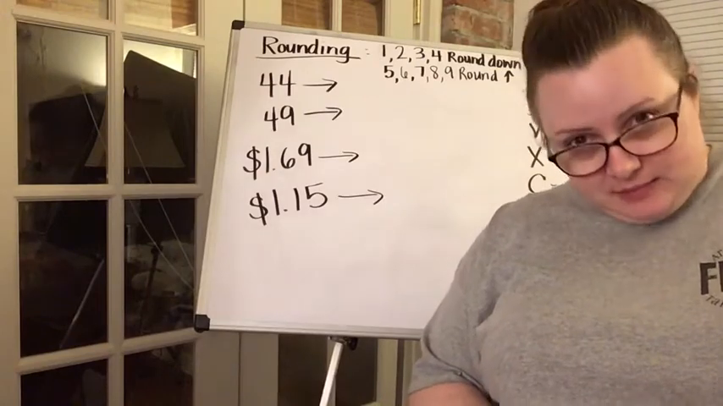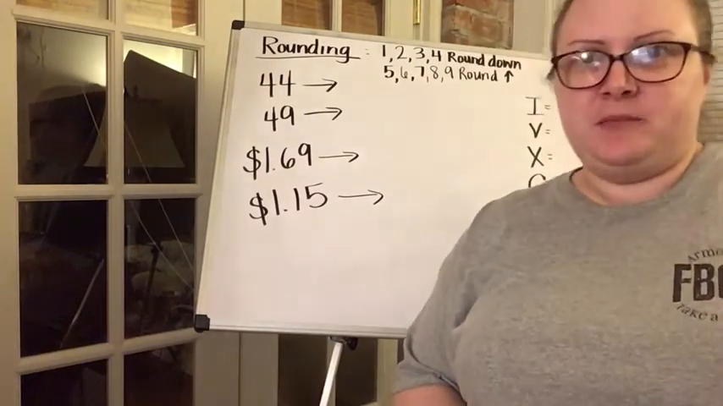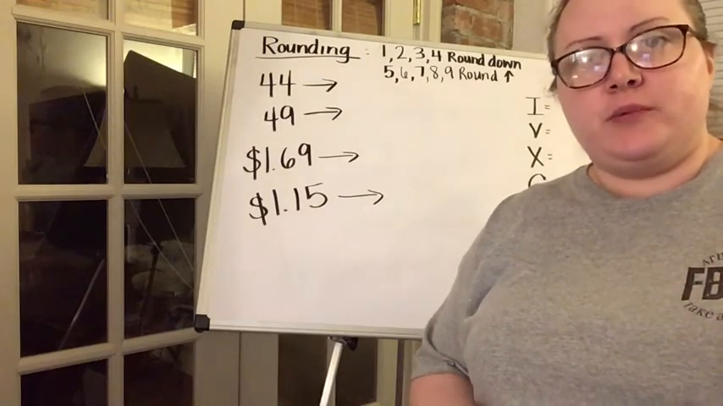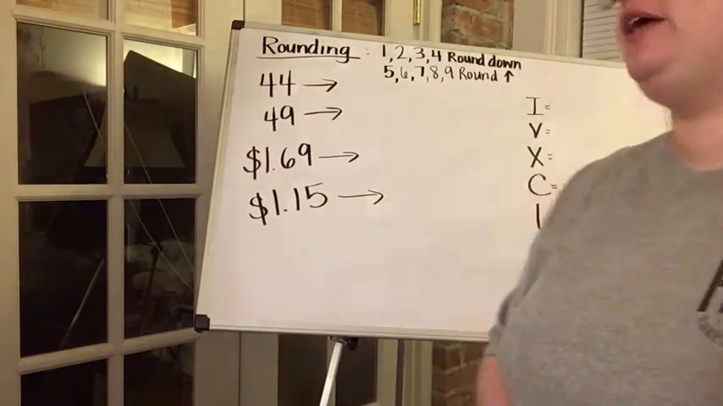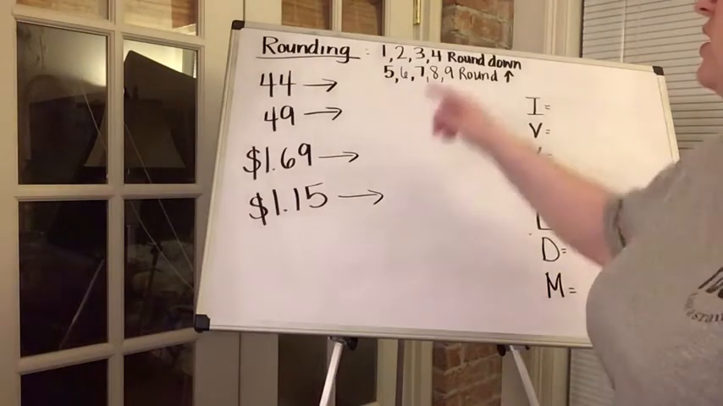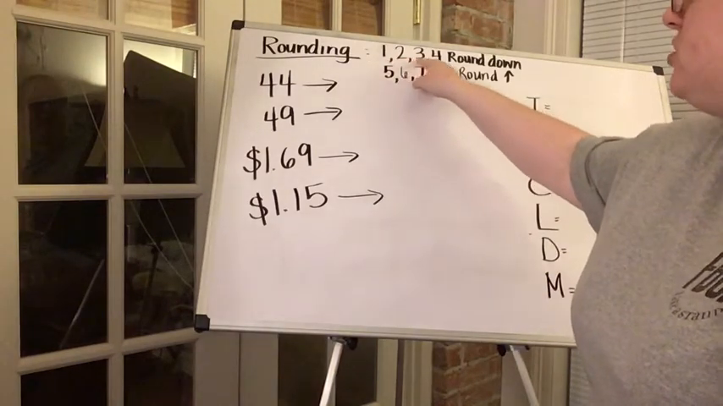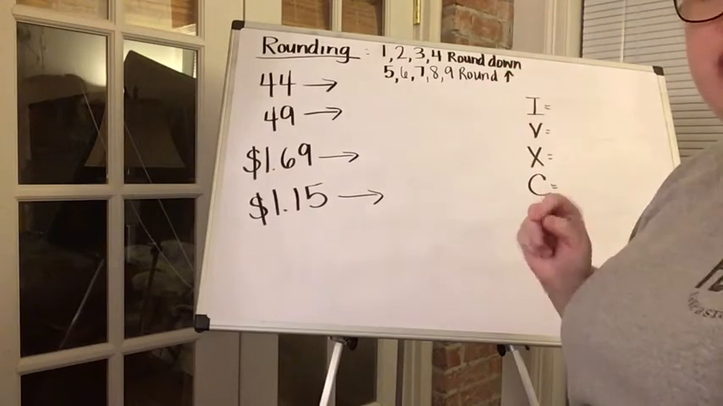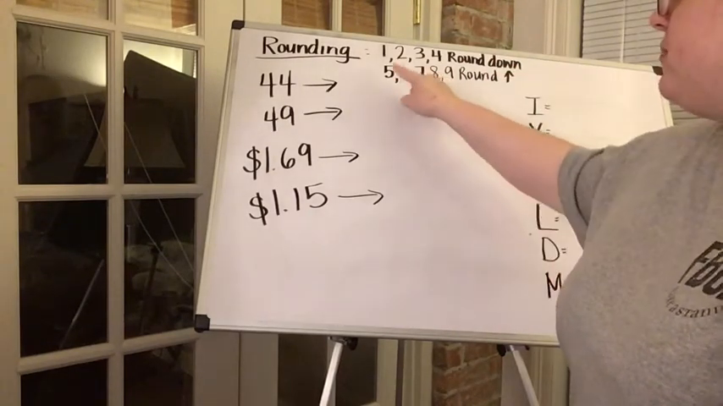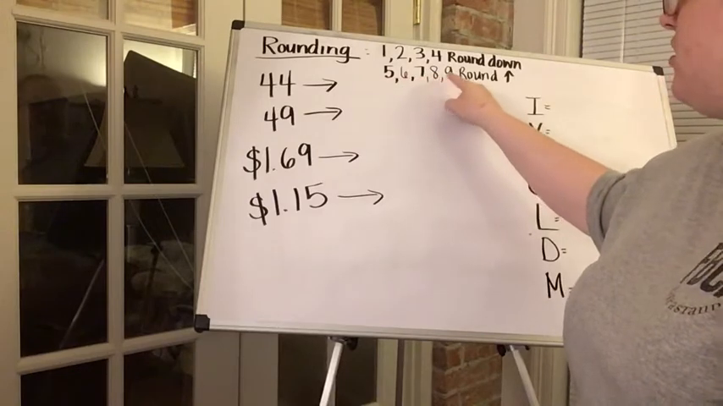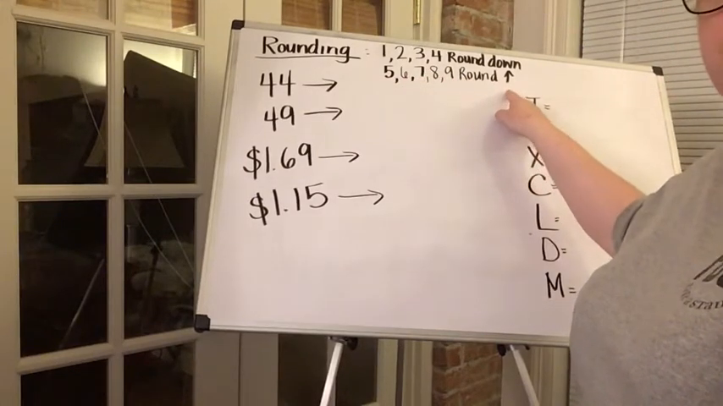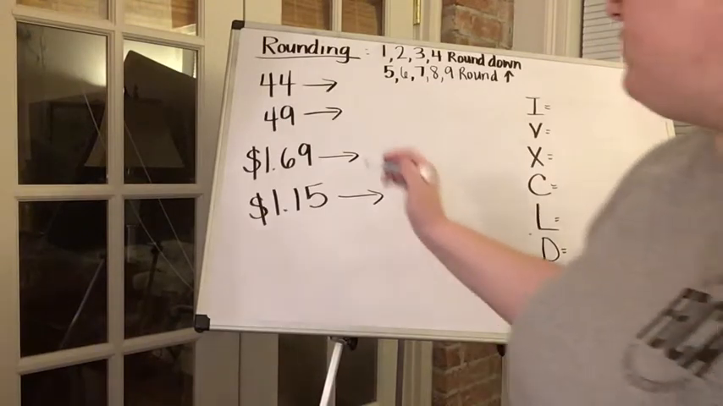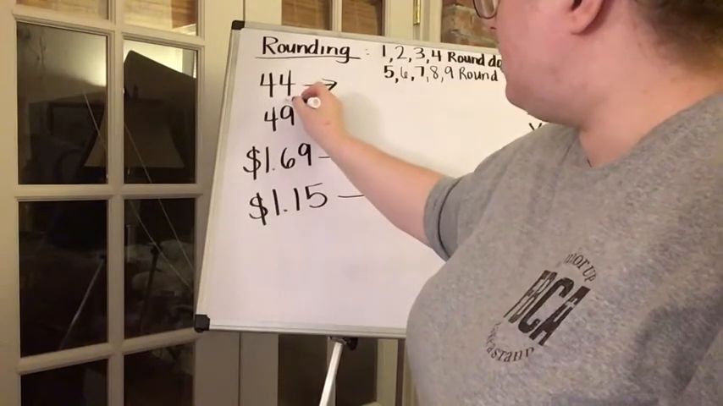I know my head's getting chopped off a little bit there, but anyway, I want to review rounding and also Roman numerals. Okay, so we're going to start right here. We're going to look at our rules. Any numbers that end in 1, 2, 3, or 4, we round down to a number that ends in a 0. But if your number ends in 5, 6, 7, 8, or 9, you round up to the number that ends in a 0. Okay, so 44, we're going to look at its last place.